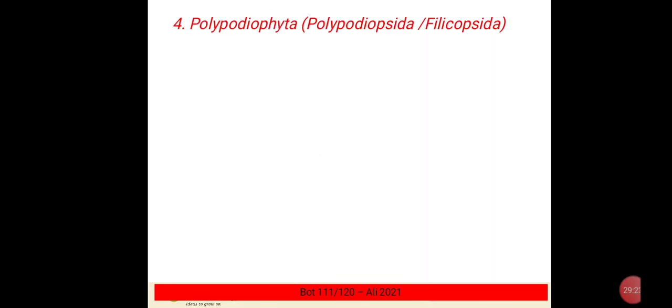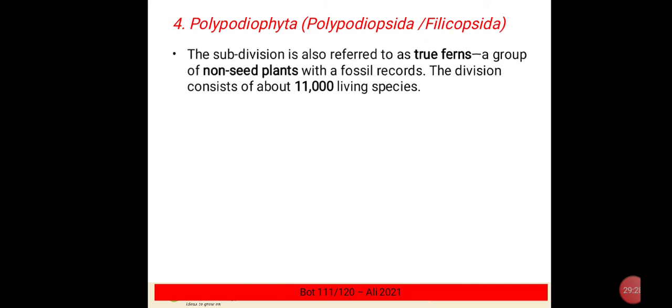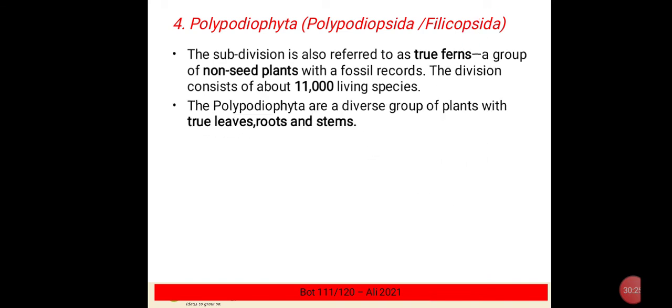Now we can continue with the last subdivision, and that is subdivision Polypodiophyta. As I had said earlier, this subdivision is also referred to as true ferns. The ferns and their allies are put into this subdivision Polypodiophyta, and therefore they consist of a group of non-seed bearing plants. They do not bear seed. And they have a fossil record, the same as the Equisetophyta, and there are over 11,000 living species of Polypodiophyta. Ferns are very many. That's where we say there are about 11,000 species of this subdivision. So there are very many. I said the subdivision is also referred to as true ferns.